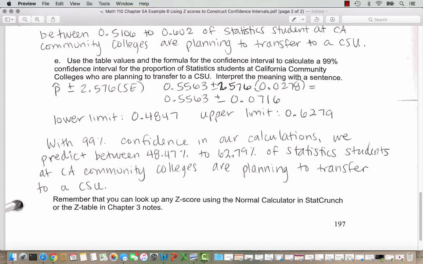So when we subtract, we get our lower limit of 0.4847, and when we add, we get our upper limit of 0.6279. So now we want to pull this all together in our summary sentence. The way I constructed this summary sentence is a little bit different to show you a different way of writing a summary to interpret the meaning, but we still are getting the main ideas across, just with slightly different language. So I said here, with 99% confidence in our calculations, we predict between 48.47% to 62.79% of statistics students at California community colleges are planning to transfer to a CSU.